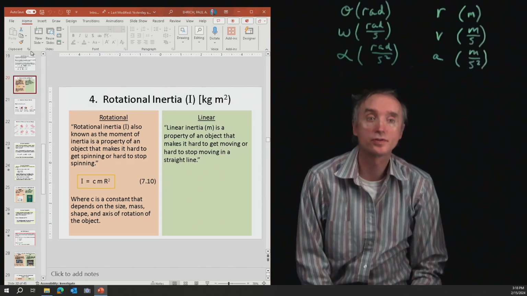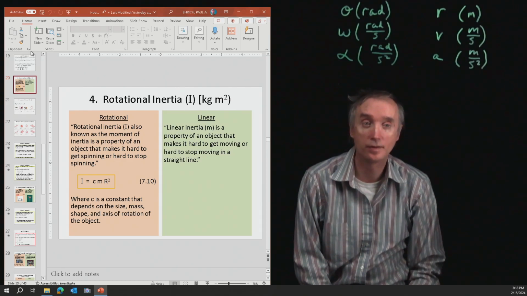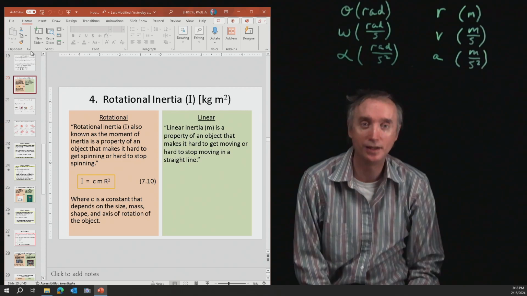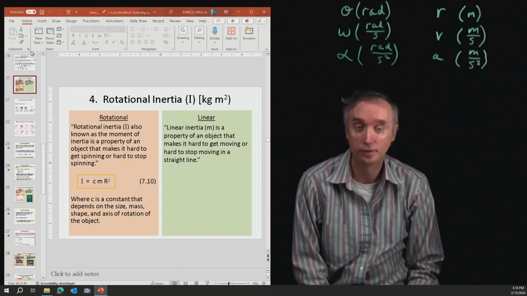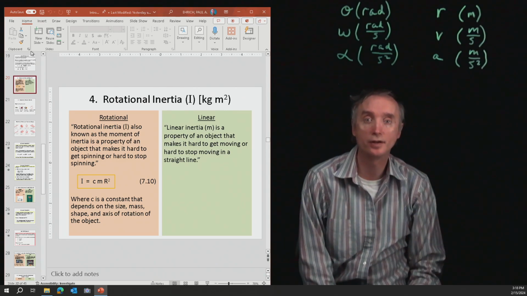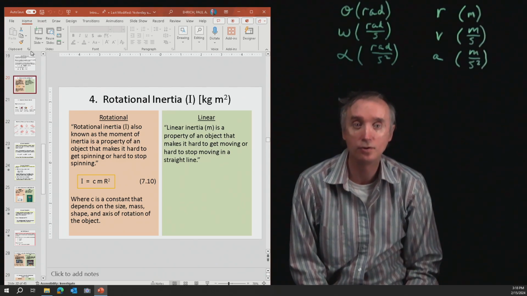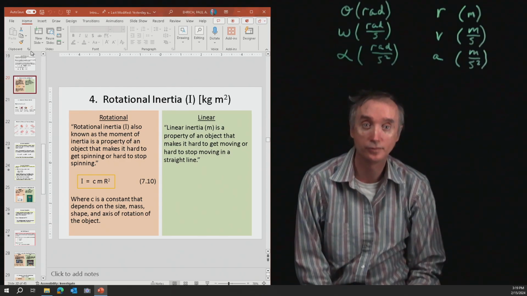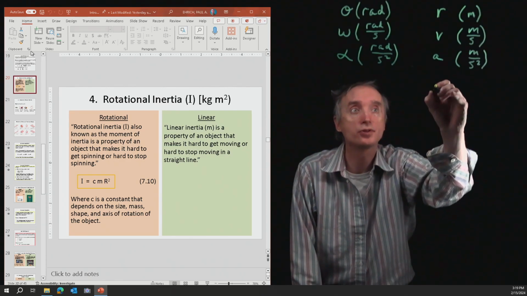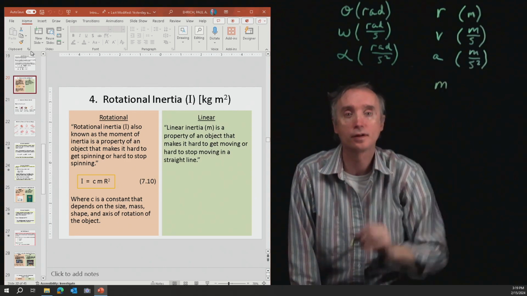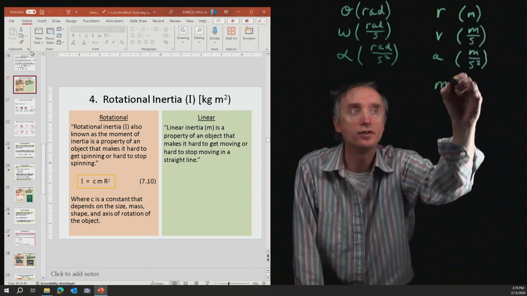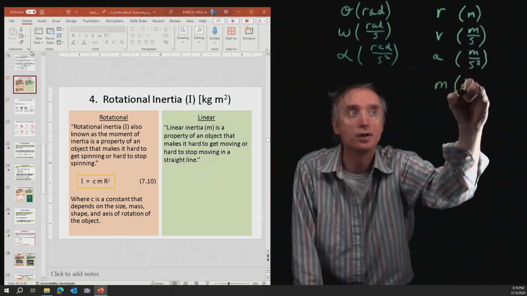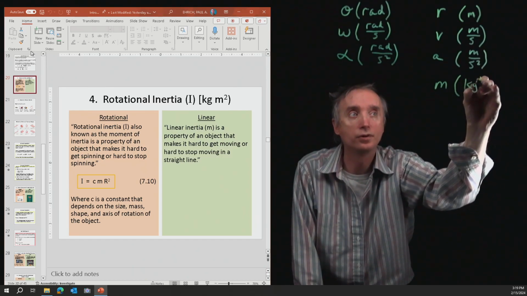Okay, now we want to talk about inertia. And there are two kinds of inertia, linear inertia and then rotational inertia. So in order to explain rotational inertia, let's go back and review what was linear inertia. So linear inertia was the mass of an object. And then the official metric unit for mass was going to be the kilogram.